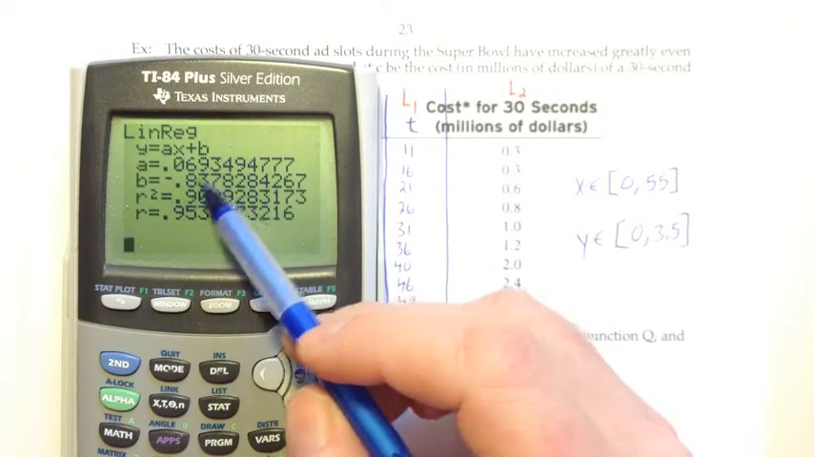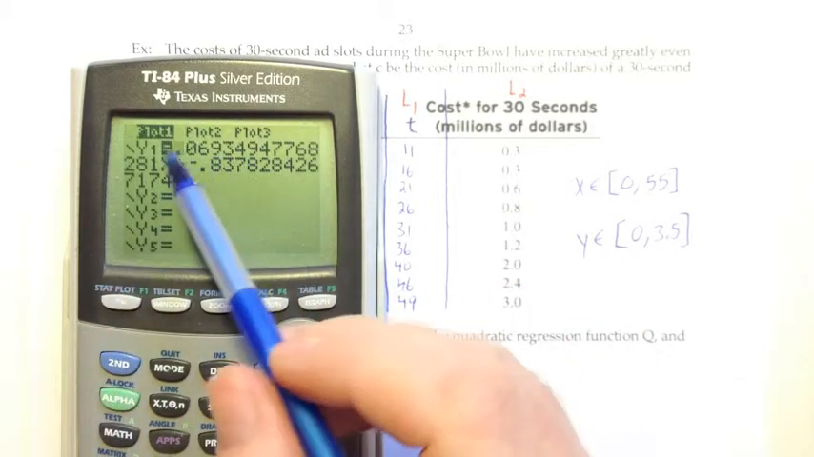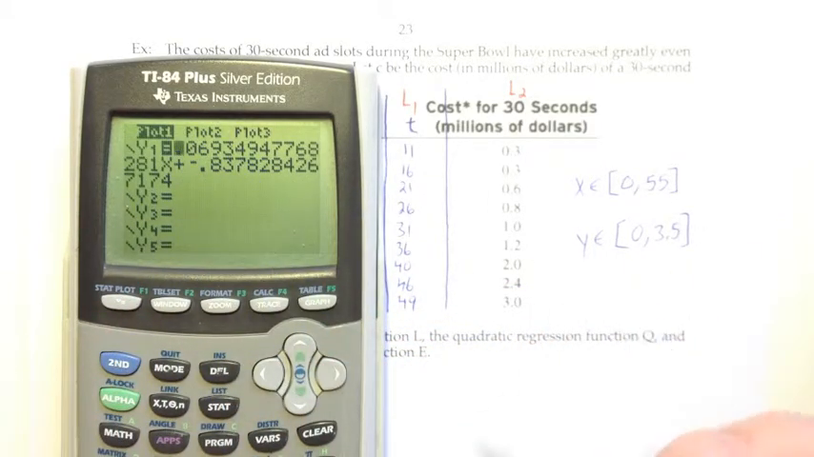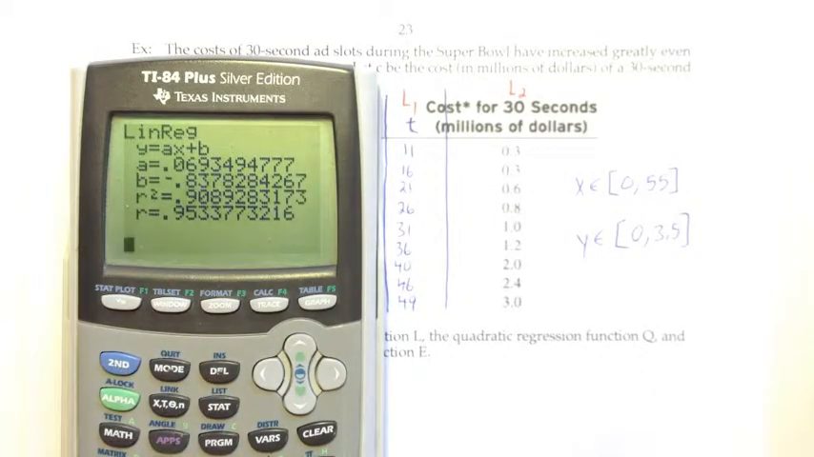So there's my slope and my intercept, and if I hit the Y equals key, it's also stored in there and ready to go for the graph. So we'll come back to that later. Let's do our other regressions as well, and then we'll write them all down afterwards.